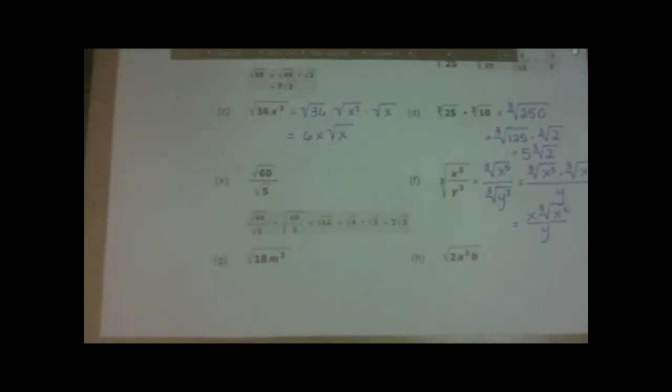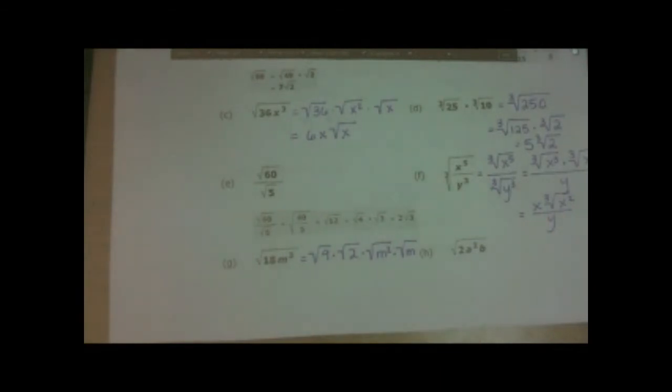I can't simplify the whole thing, but I'm simplifying as much of it as possible. Let's take a look at g. G is a square root, and I have to think about what perfect squares divide into 18 and m to the third. So into 18, I can do this. How about 9 and 2? Because 9 is a perfect square, 3 squared. So let's split it up into 9 and 2. So the square root of 9 times the square root of 2.